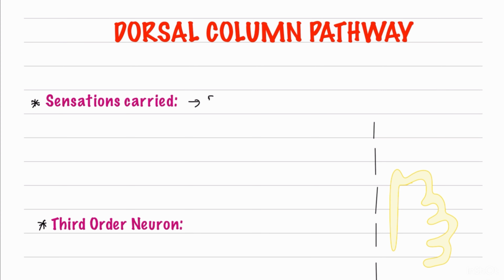The most important sensation is fine touch, but that's not the only sensation carried by the dorsal column pathway. It's also responsible for tactile localization. What is tactile localization? It means if someone touches you at a point, you know which part of the body they have touched, in other words, you are able to localize the touch. That ability is due to the dorsal column pathway.